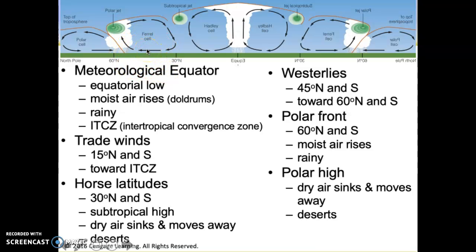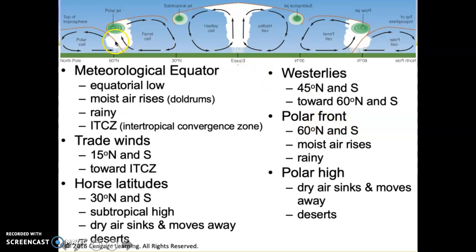So our predominant wind direction is usually from the southwest toward the northeast. That's our dominant wind direction. And most of our storm systems come in from the west. And that's because this is where we live. We live under the influence of the westerlies.